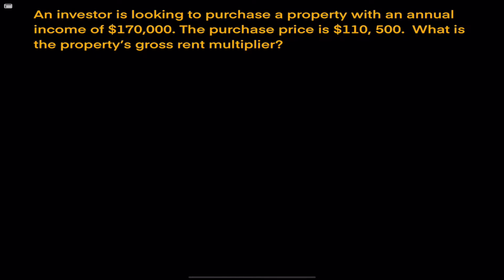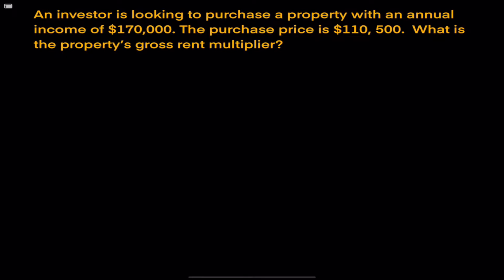An investor is looking to purchase a property with an annual income of $170,000. The purchase price is $110,500. What is the property's gross rent multiplier?